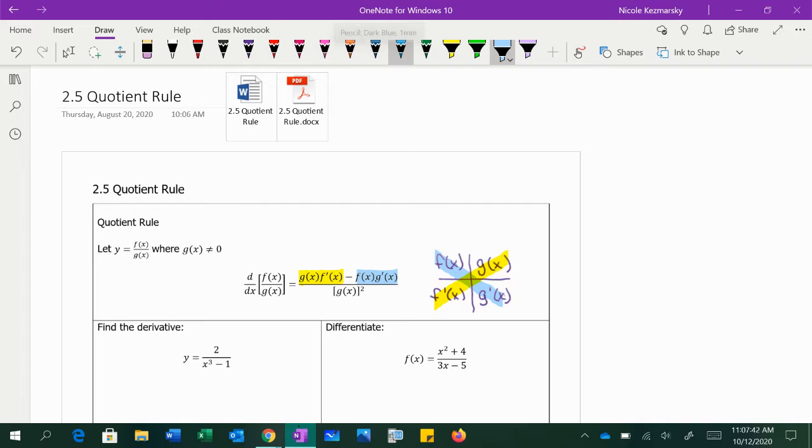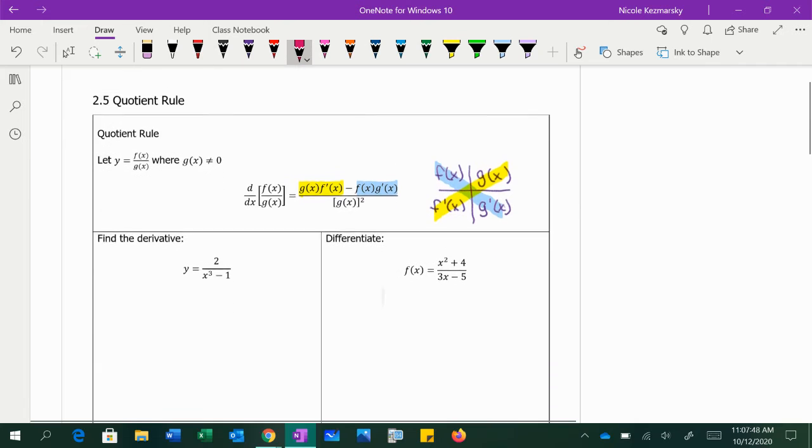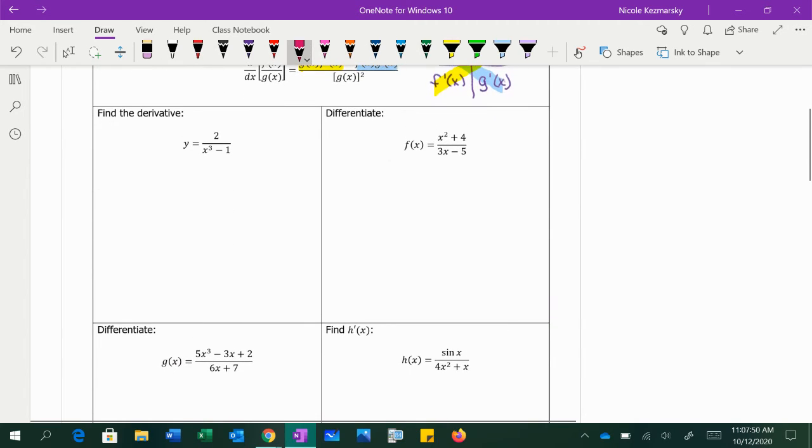So now that we're using regular functions instead of just function notation, we're going to have to take some more complicated derivatives to put in our box. So for this first example, the top function is 2. The bottom function is x cubed minus 1. To take the derivative of 2, we can think of this as 2x to the 0, or we can remember that the derivative of a constant is 0. The derivative of x cubed is 3x squared, and the derivative of 1 is 0.